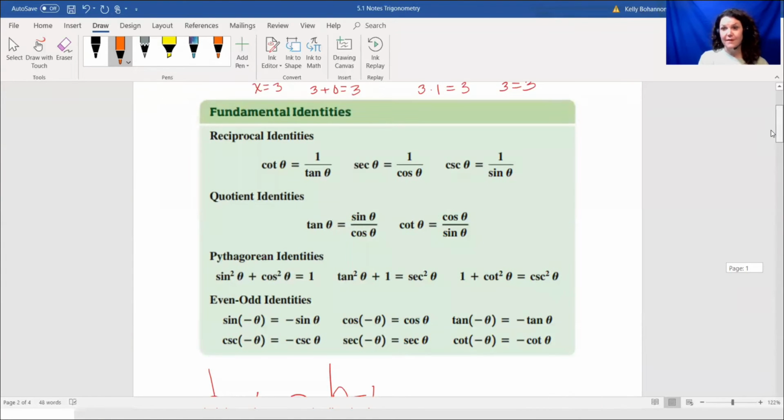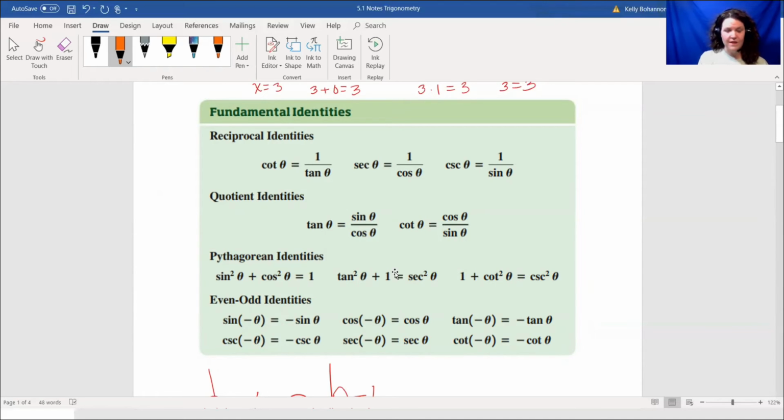In this case, we don't have any actual numbers, so this one's a little bit different. We're going to go from one identity to another identity. Let's see, I have tangent equal to sine over cosine. I also have tangent squared theta plus 1 equals secant squared theta, and secant is the same thing as 1 over cosine. So really, you can use any of these.